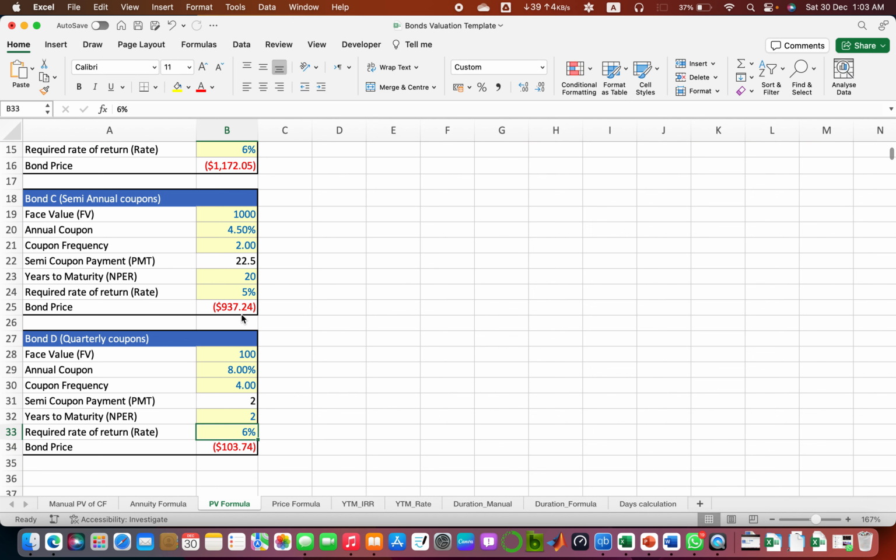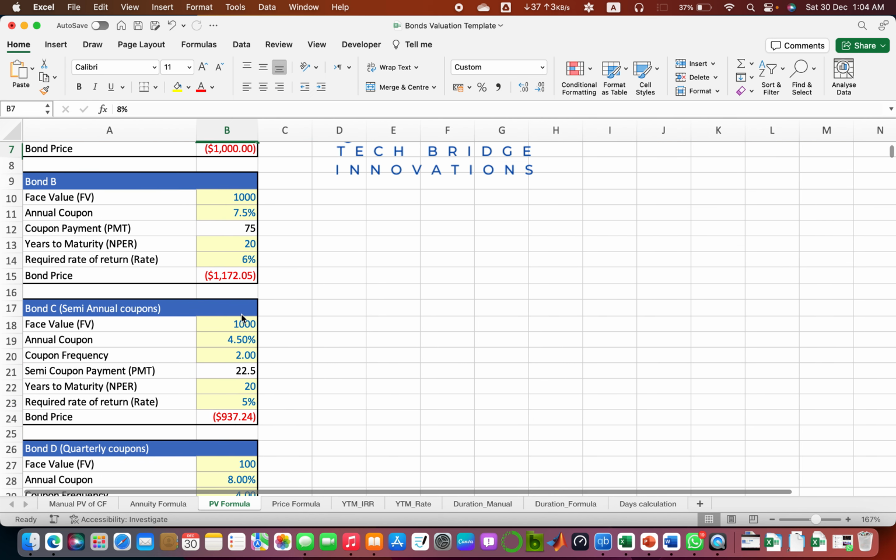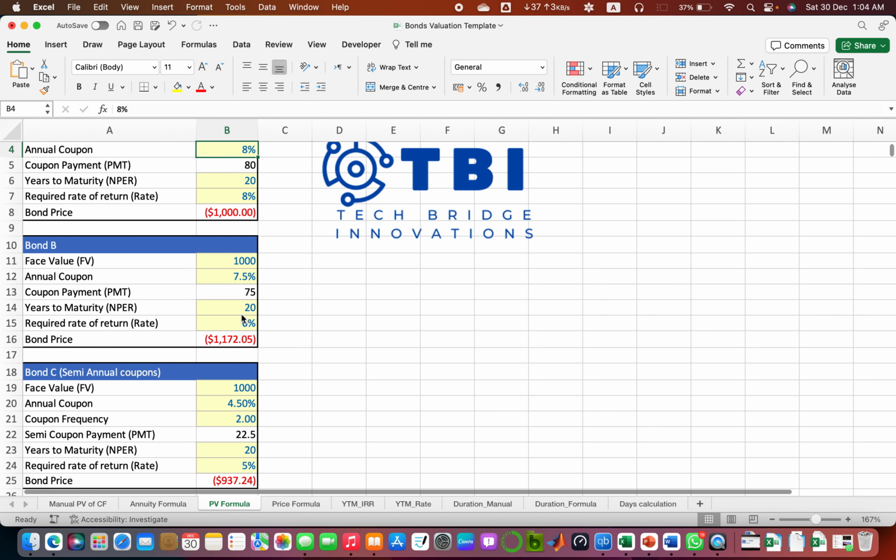So this is how we calculate the price of a bond using the PV formula. This is simpler as compared to the previous methods. We also have another method that we will learn in the next video. Thank you.